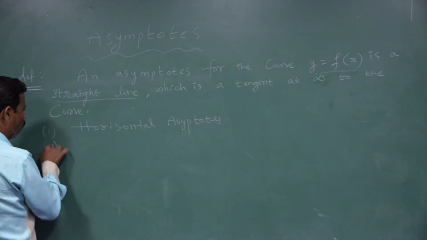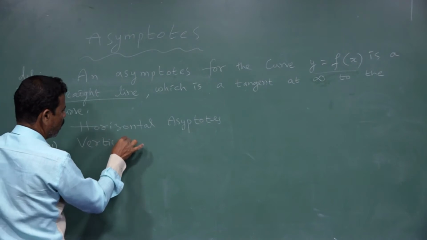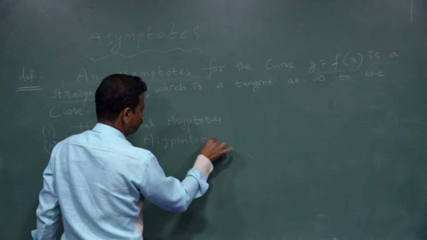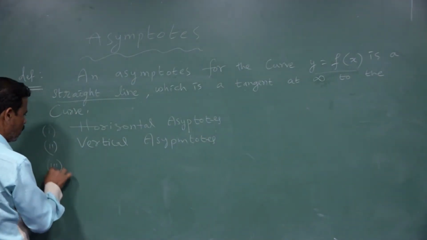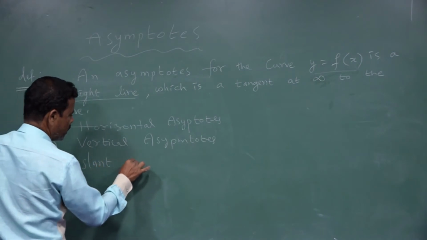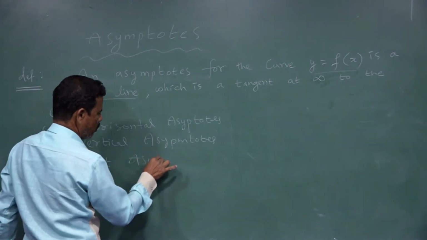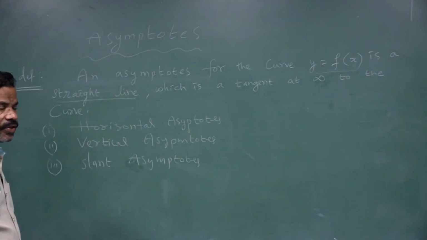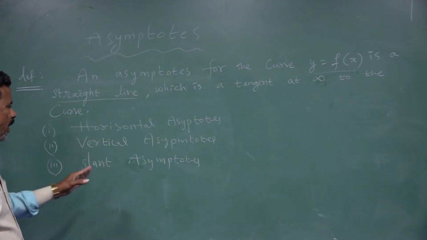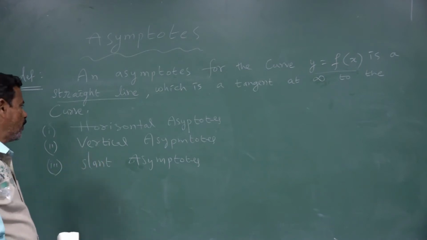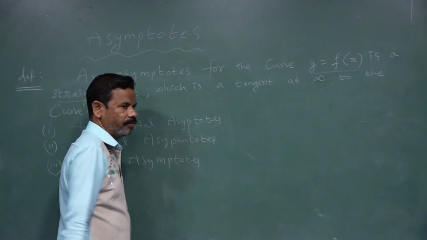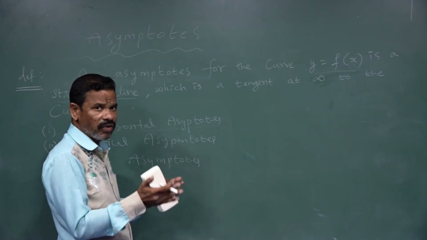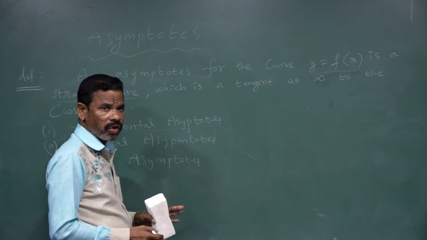And the second one, vertical asymptotes. And the third one is slant asymptotes. Here three types: horizontal asymptotes, vertical asymptotes, slant asymptotes. Here first one, horizontal asymptotes. So how do we decide the horizontal asymptotes, vertical asymptotes and slant asymptotes?